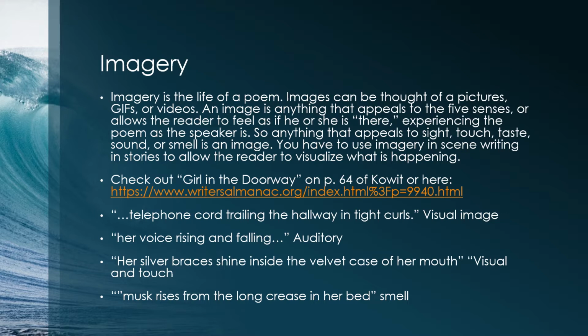Her silver braces shine inside the velvet case of her mouth. So there's visual imagery there with her silver braces shining, but also there's touch, that velvet case of her mouth. So as a reader, you're invited to imagine, and a good reader of poetry who knows how to read poetry is already imagining that in his head, imagining the feel of velvet. And then later on we have a line that says, musk rises from the long crease in her bed, which is smell. So we can imagine the smell of this girl.